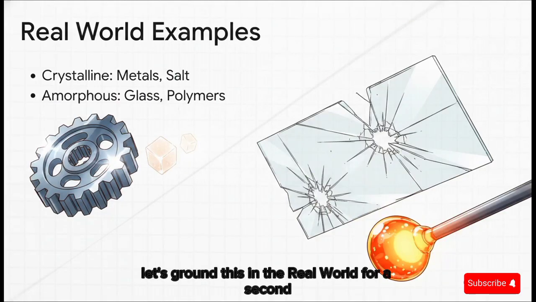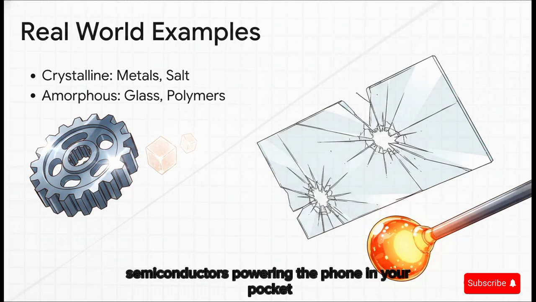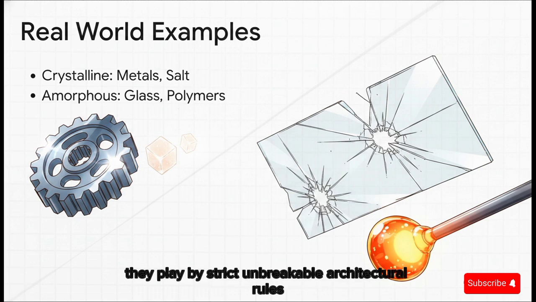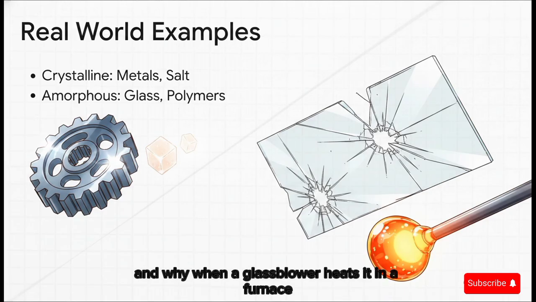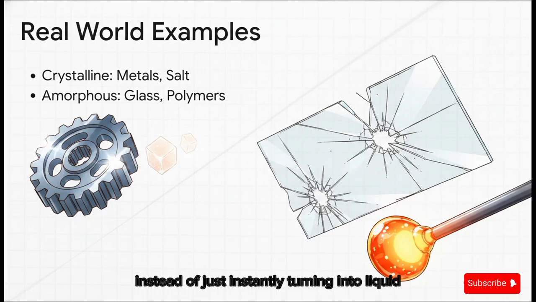Let's ground this in the real world for a second. The metals in your car, the salt you put on your food, the silicon semiconductors powering the phone in your pocket, those are all crystalline. They play by strict, unbreakable architectural rules. But what about that fragile glass window, or the plastic of a water bottle? Those are amorphous. That atomic chaos is exactly why glass shatters so easily, and why, when a glassblower heats it in a furnace, it softens into this bendable, glowing blob instead of just instantly turning into liquid.